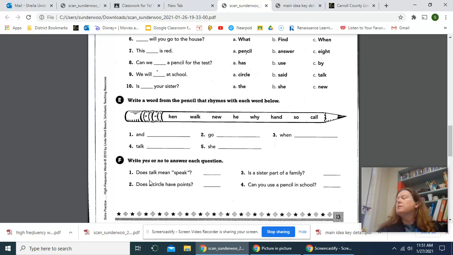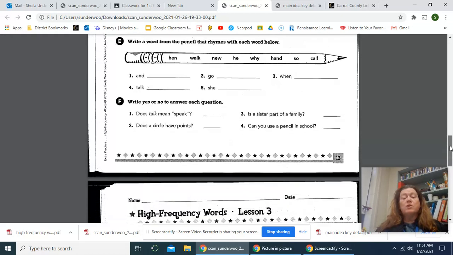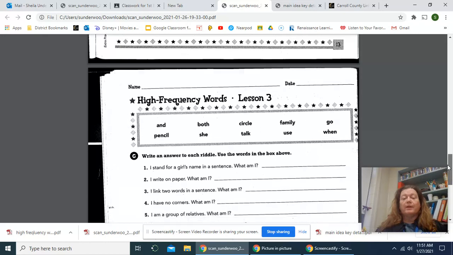Then you're going to answer questions. Be thinking about what they're asking you. So you're going to write a yes or a no, not a Y or an N, but you're going to write the word yes or no. Okay. Does talk mean speak? Yes or no? Well, if you're talking, you're speaking. So that would be a yes, Y-E-S. I'm not going to answer any more of those because you only have 4 of them.